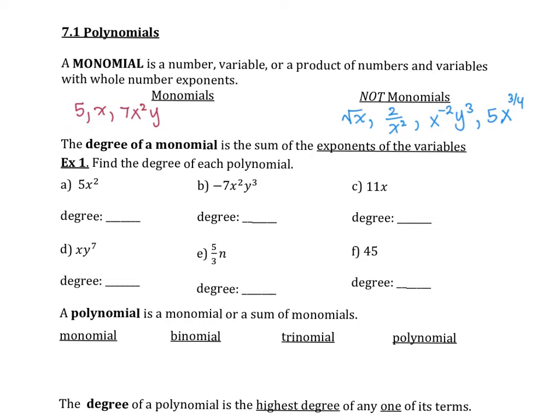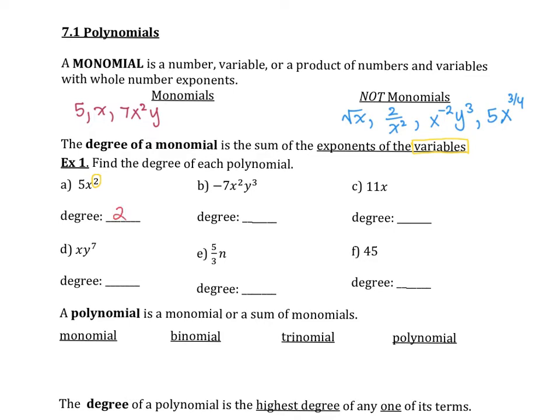Okay, so the degree of a monomial is the sum of the exponents of the variables, and only the variables. Okay, so for each of these, on your paper, just next to it, write degree. Sometimes I abbreviate degree with DEG. Okay, so I only care about the exponents of the variables. So if I look at A, it's 5x to the 2. If I look at the exponent on the variable, the exponent is a 2, so the degree of this monomial is 2.